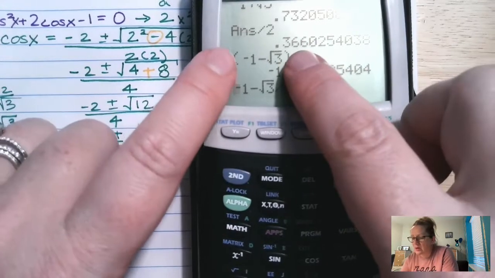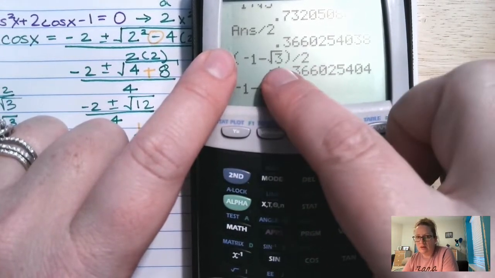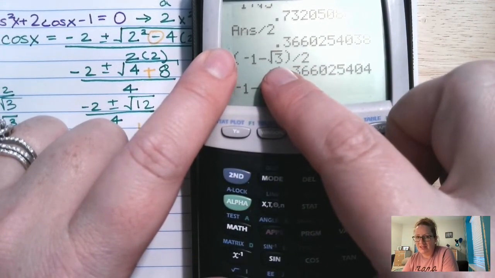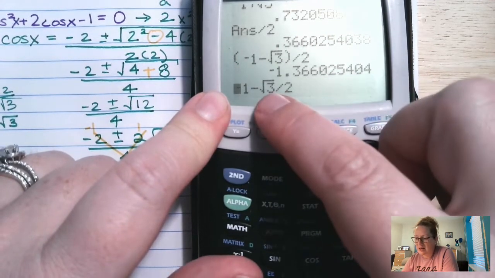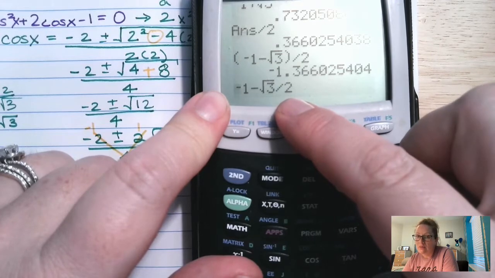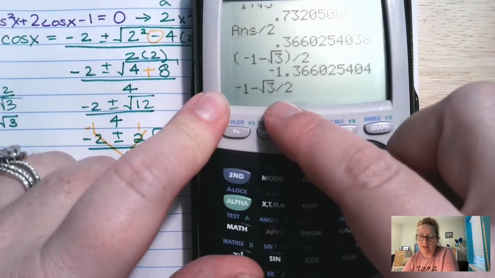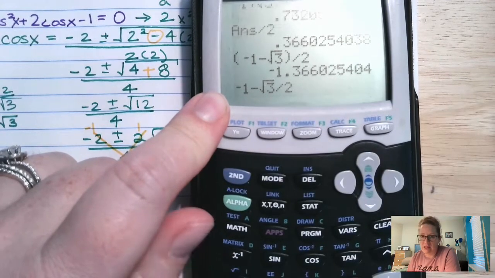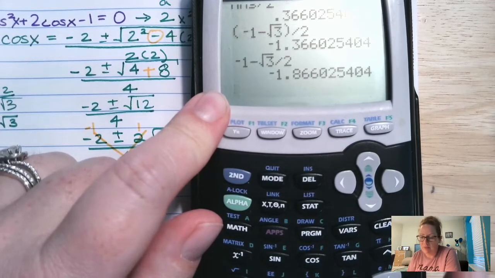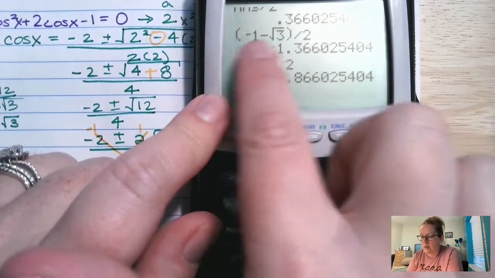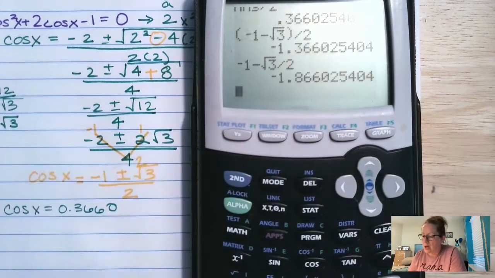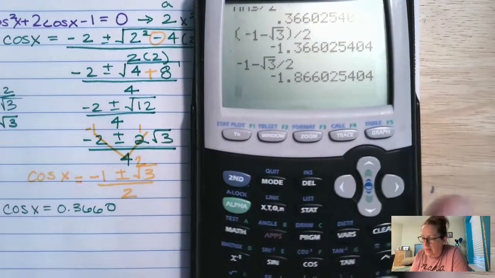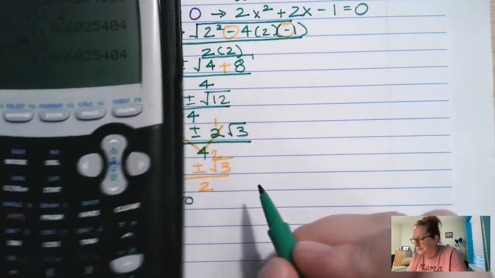So we want this all as one term, which means we're doing subtraction first. But if we don't have the parentheses in there, it's going to be root 3 over 2 first, and then -1 minus that value. Okay, so it's going to give us a different value. So we want this with the parentheses, or like I said, do the numerator and then divide by that denominator value. So the other cos value we have, I'm going to put it over here.